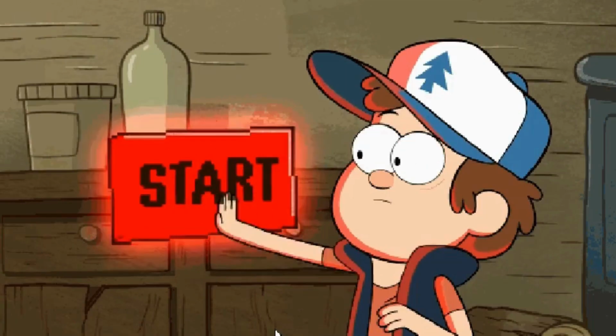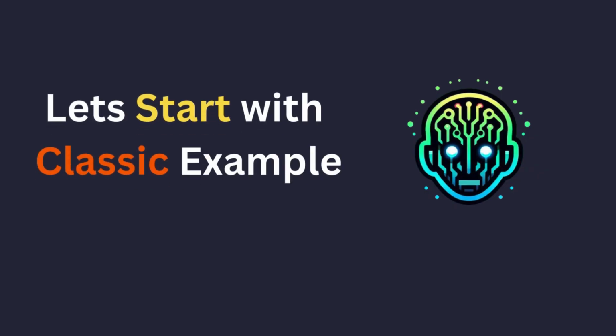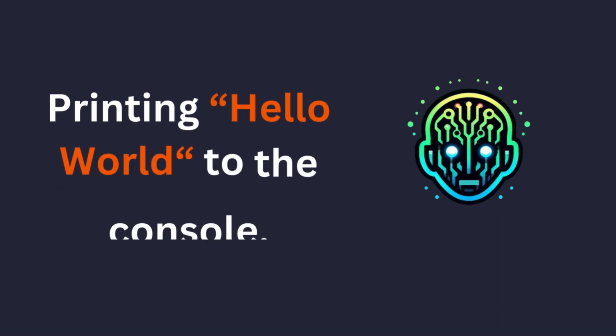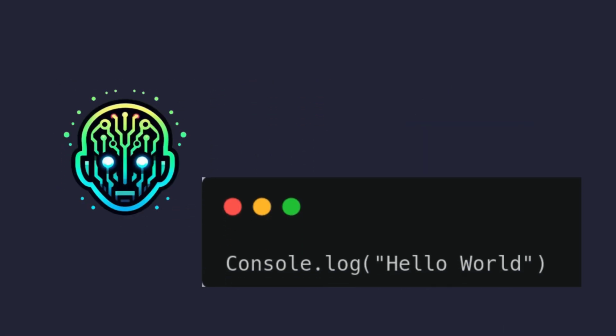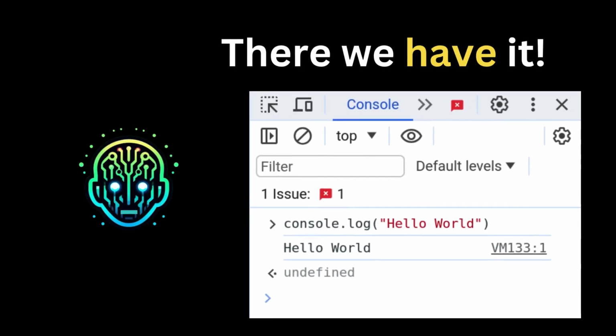Now let's write our first JavaScript code together. We'll start with a classic example, printing "Hello World" to the console. We'll use the console.log function to output our message to the console. This function is a handy tool for debugging and testing JavaScript code. And there we have it. Our first JavaScript program successfully printed "Hello World" to the console.